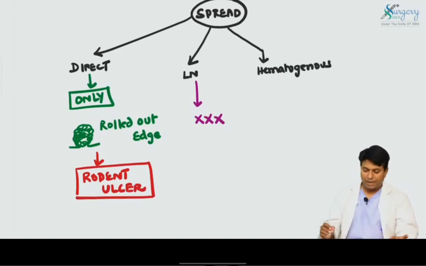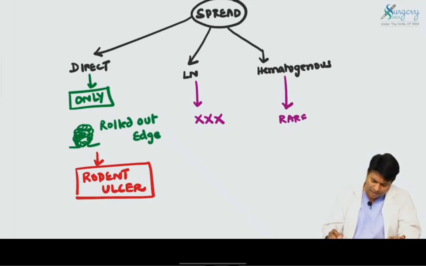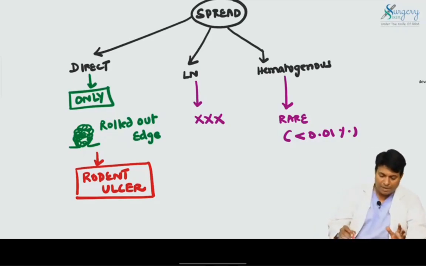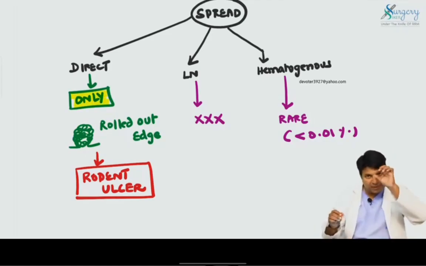There is no lymph node metastasis, and hematogenous metastasis is very rare, less than 0.01%. So if you see basal cell cancer, the spread is only direct spread. The lymphatics are very thin, and the basal cells cannot pass into them.